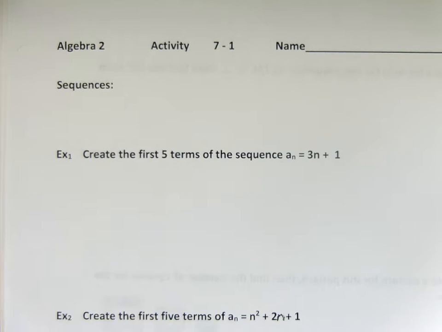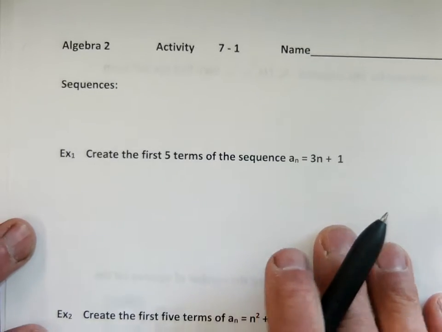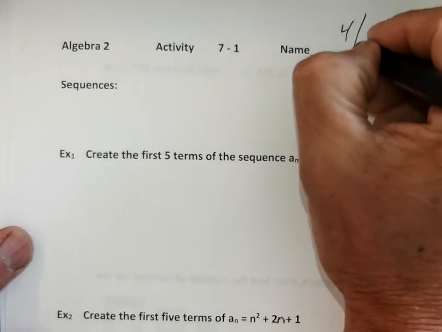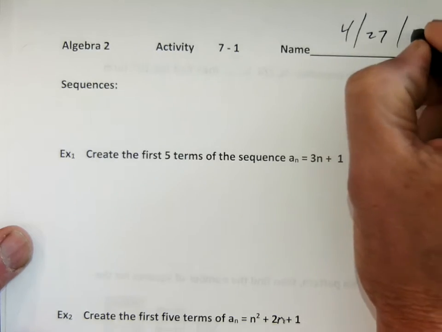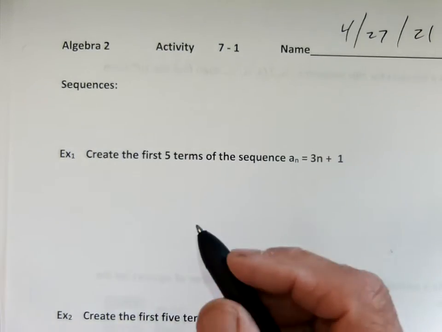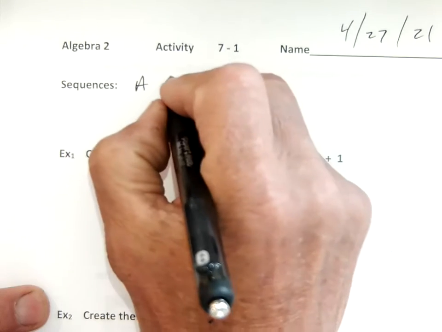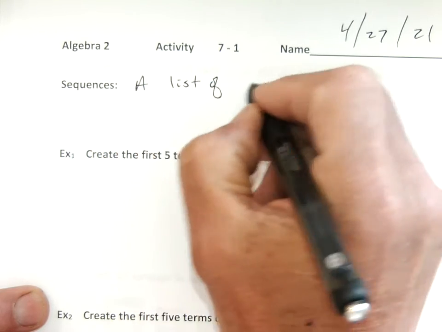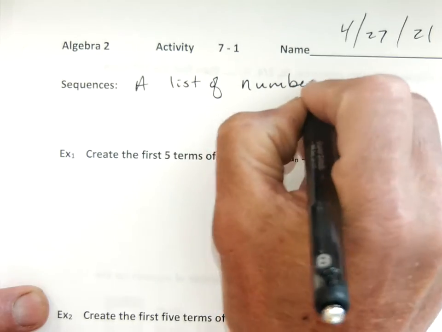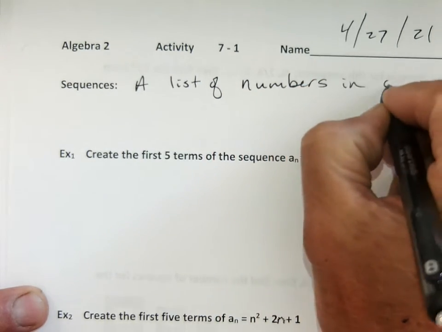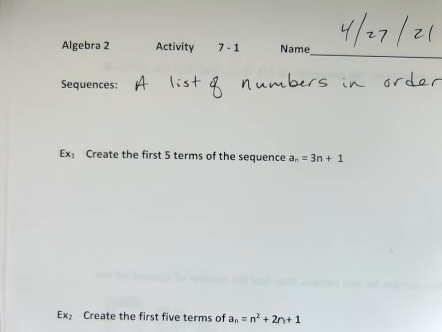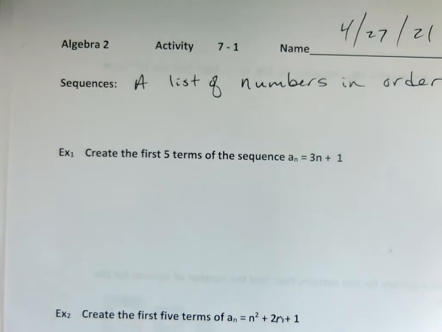Okay, here we go. So today we're going to talk about sequences and series. What the heck are those? So 4, 27, 21. Okay, all a sequence is just a list of numbers in order. Okay, when I say order, I think you're going to see what that means here in just a second. Okay, a list of numbers in order.